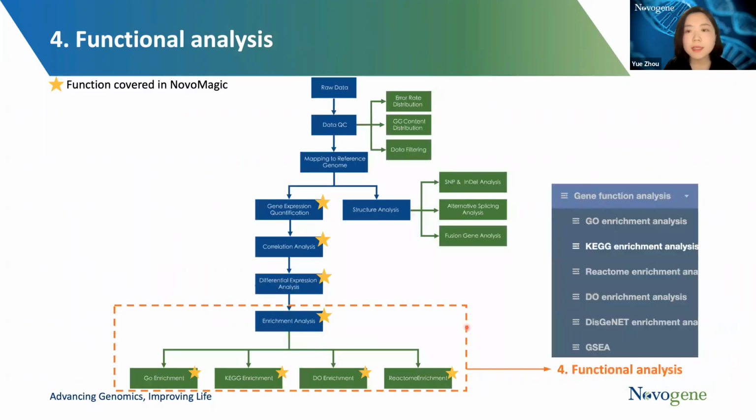So after having a list of the DEG genes, we can just assign function to it, and this is what we do as enrichment analysis. This can be used to facilitate the biological interpretation of DEG analysis results. As you know, these are also available on the NovoMagic platform, and here I'm just listing the sidebar where you can find GO, KEGG, Reactome, and a lot more.